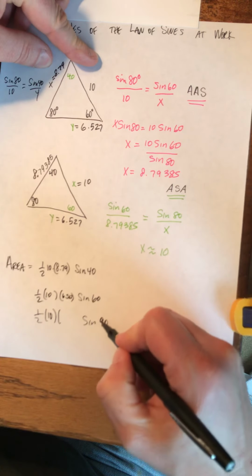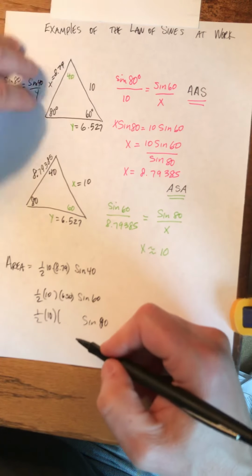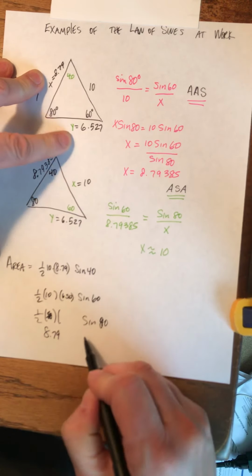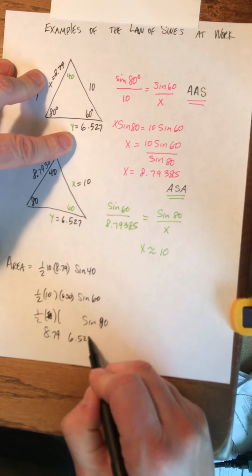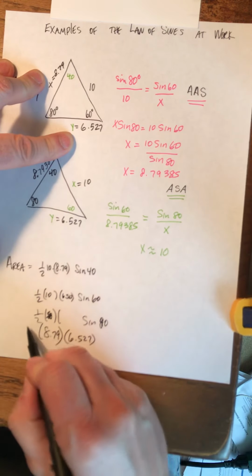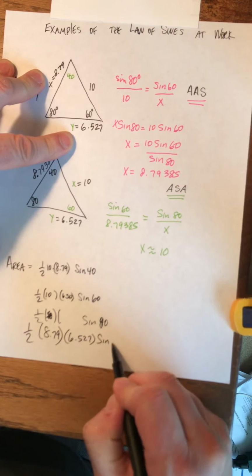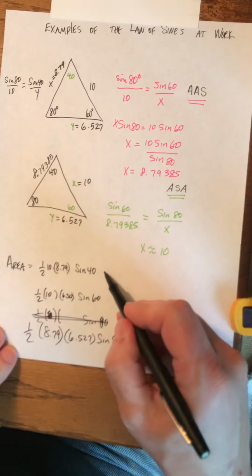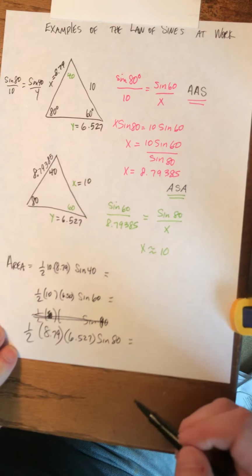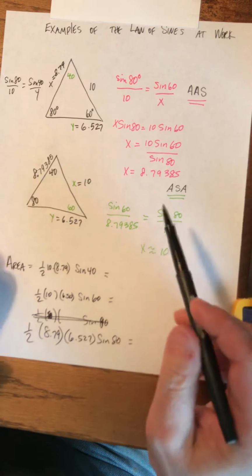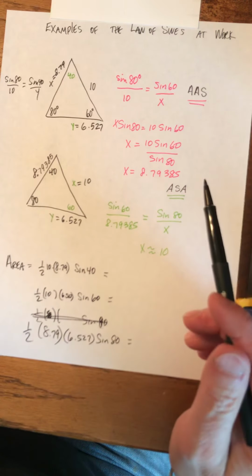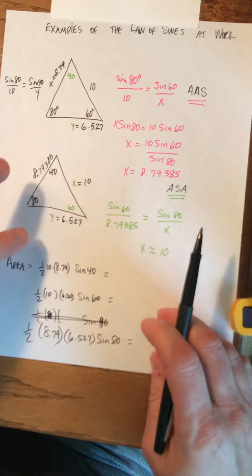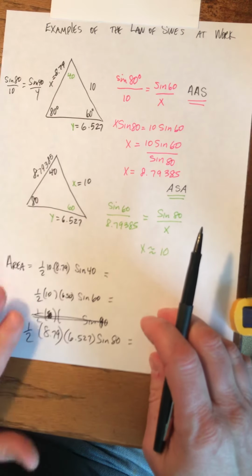Let's say I want to do sine of 80. So I'm not going to use the 10. I'll use the 8.79 and the 6.527. I'll use those two, take 1/2 times the sine of 80. So any one of these would give me the area. And it all depends on what they give you in the problem. They may only give you one angle, so that's the one you have to use. To get the area, you would use the other two sides.